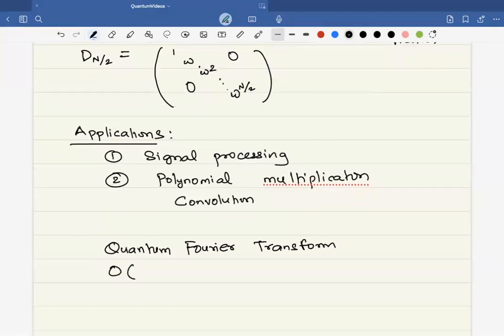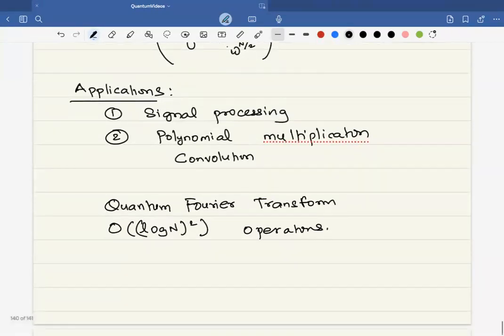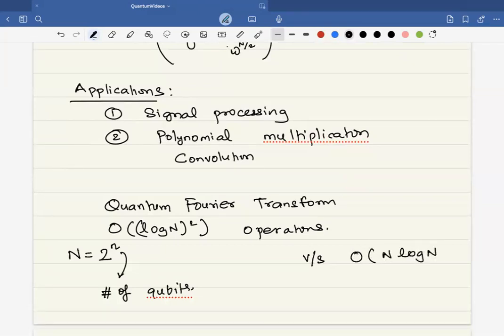Now, it turns out that the quantum version of the Fourier transform, the quantum Fourier transform, takes order of log n square operations, right? Where the number of qubits is related to n as, so little n is equal to 2 to the power n, where n is the number of input qubits, right? So if I compare order of log n square, the quantum version, versus classically order of n log n, then this is an exponential speed up.